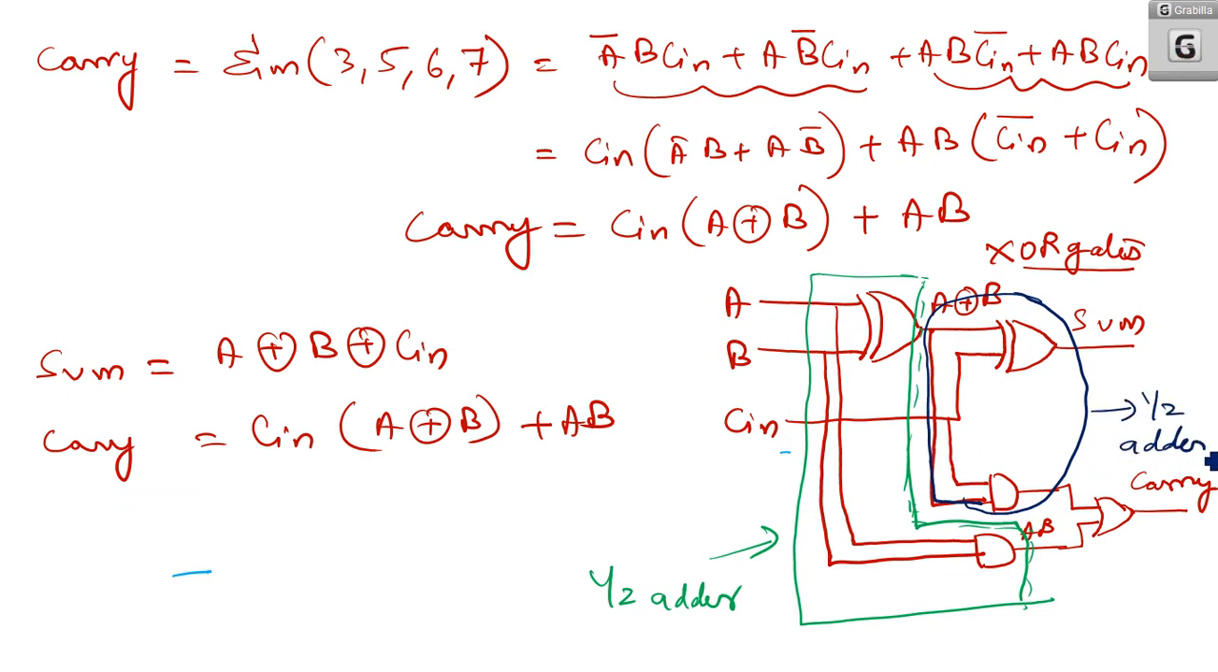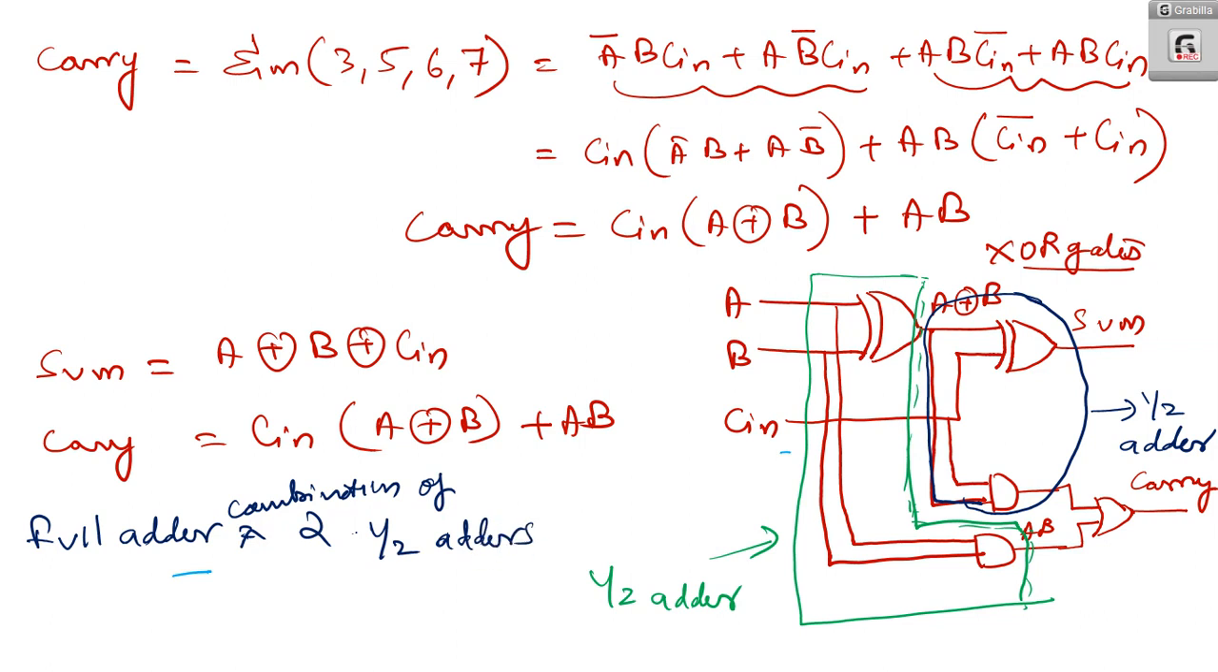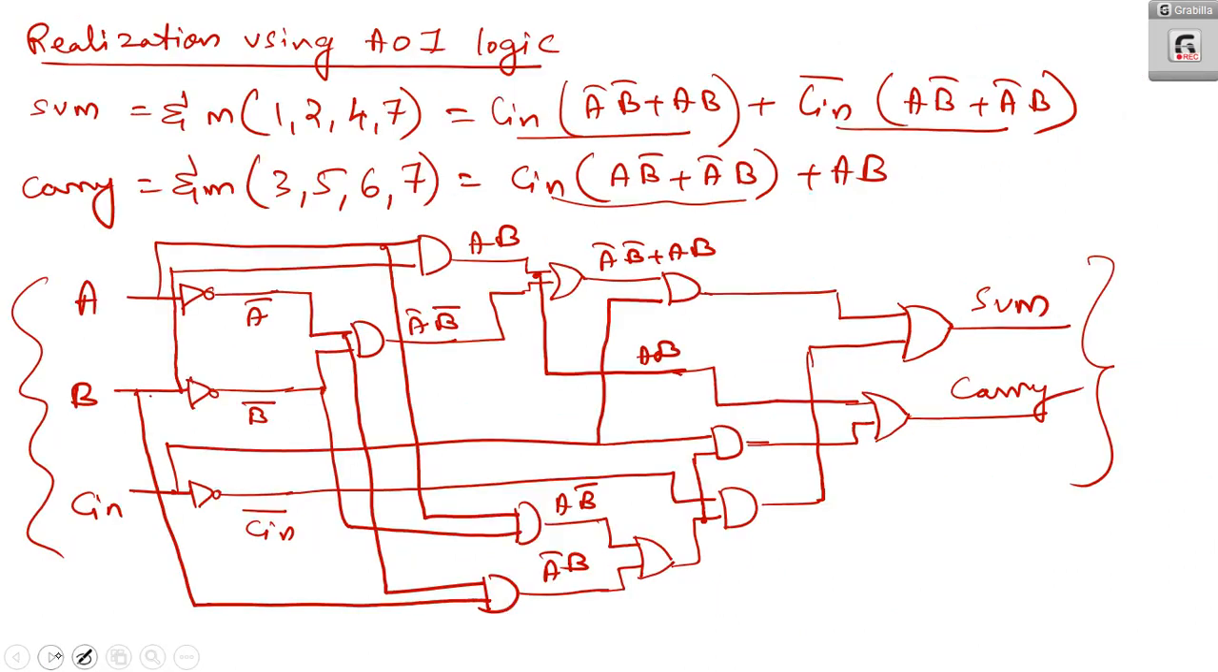Okay. So basically a full adder is a combination of two half adders, but connected in a specified fashion. That means output of the first half adder is given as input to the second half adder. Okay. So that is the basic concept of a full adder, and I have realized it using AOI logic.